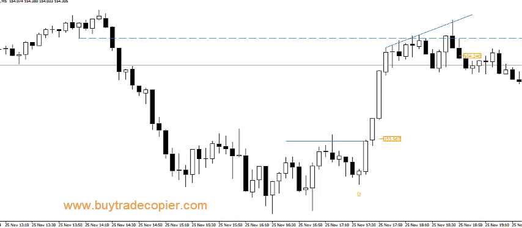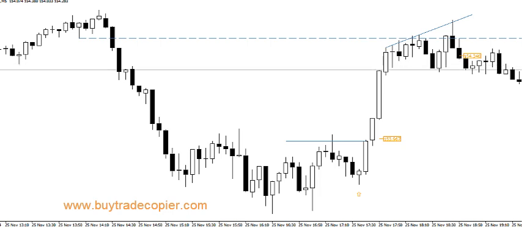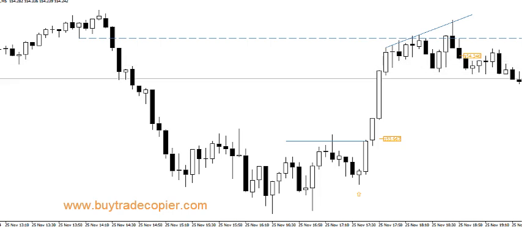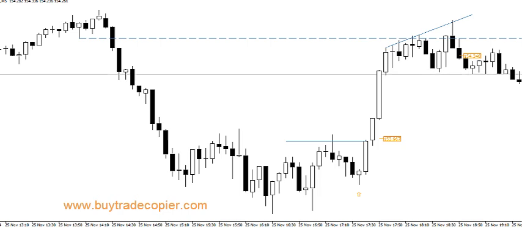These are the same trades that I open and close within the Trade Copier EA. So if you use my Trade Copier EA, it will automatically copy all of my trades, every one of them that I take in my MT4 account, and it will automatically duplicate the same trade for you in your MT4 account. So let's get started.